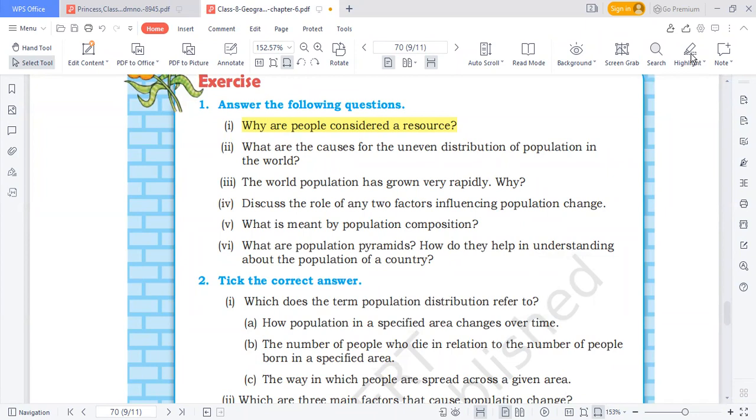If the job opportunities are increasing, it will have an impact over the growth of a population.